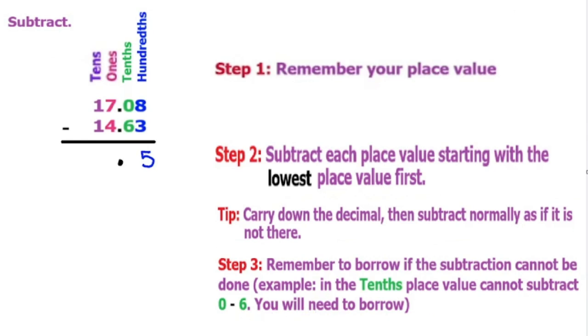So let's borrow from the next place value. So we would borrow from here. We cross out the 7 and it becomes a 6. So we borrowed a 1 from the ones column and we put it here. So now we could do the subtraction. 10 minus 6 is 4.